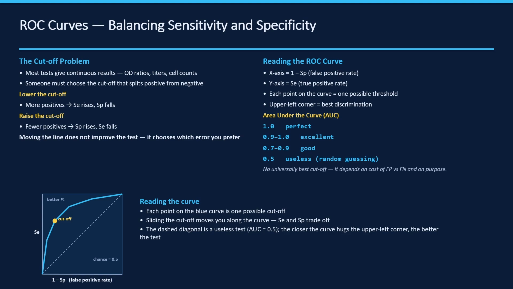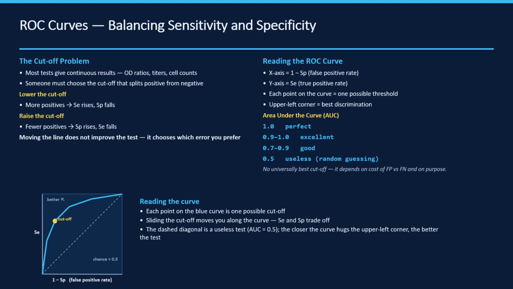The ROC curve plots that entire trade-off. False positive rate on the x-axis, sensitivity on the y-axis, and every point on the curve is one possible cutoff. A test that hugs the upper left corner is discriminating well. The area under the curve summarizes it in one number. 1.0 is perfect. 0.9 and up is excellent. 0.7 to 0.9 is good, and 0.5 is the diagonal, literally coin flipping.